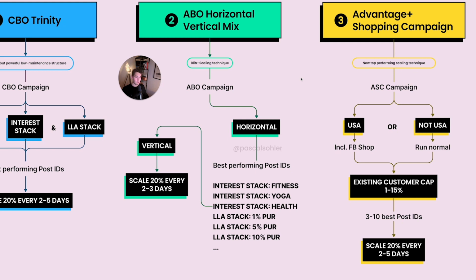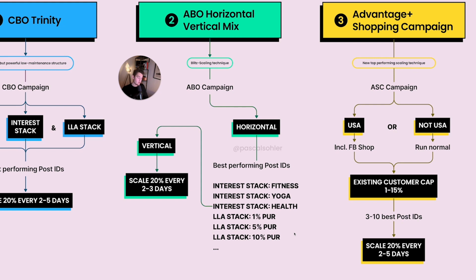I also love these ABO campaigns when you need to scale quickly. Let's say you need to go from $3,000 per day in ad spend to $15,000 per day in like 2-3 days. Then what I love to do is set up multiple different ad sets within an ABO campaign that have different interests, for example, different lookalikes. As you see right here, you can do an interest stack on fitness, an interest stack on yoga, an interest stack on health, and the same thing with lookalikes.